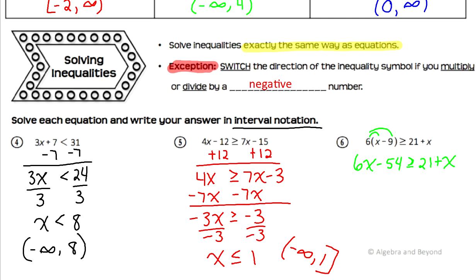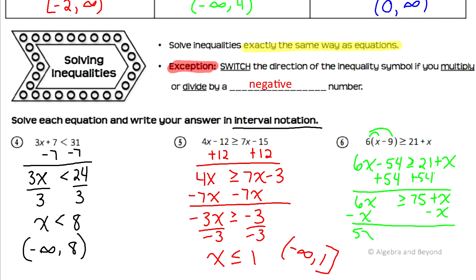All right, now I'm going to get my constants together on the right-hand side. So adding 54 to both sides. That's going to give me 6x is greater than or equal to 75 plus x. Now I'm going to get my x's together on the left side by subtracting x. That's going to give me 5x is greater than or equal to 75.